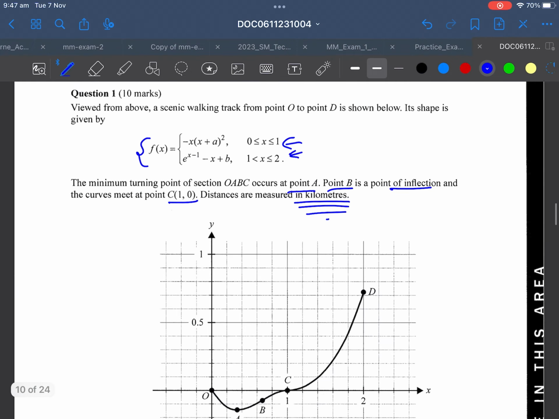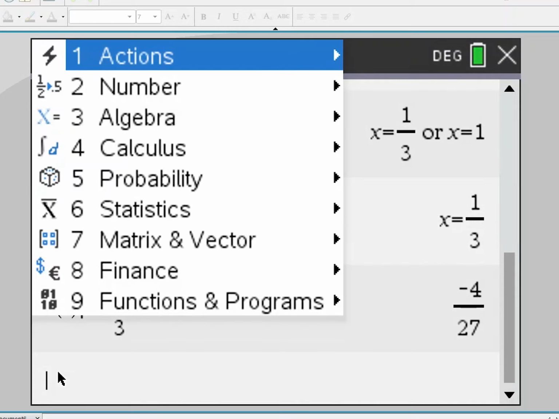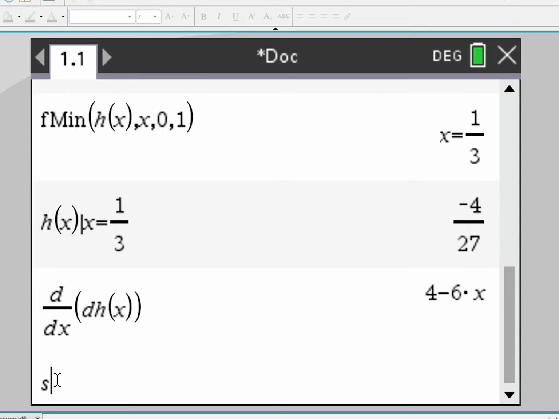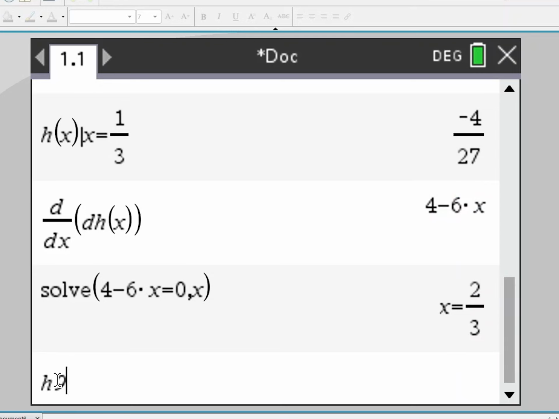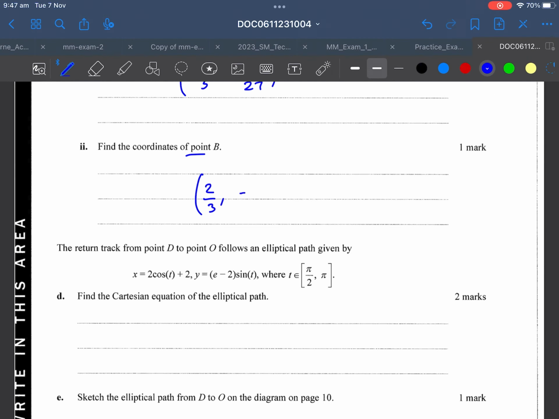And B is the point of inflection. Okay, so we have to differentiate dh(x), so menu 4, 1, dh(x), and then solve that equals 0 for x. And now let us substitute that back into our h(x) function. There we go. So that is our inflection point. So it is going to be (2/3, −2/27).